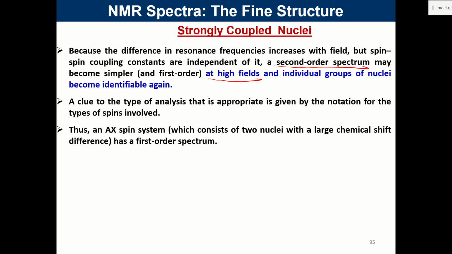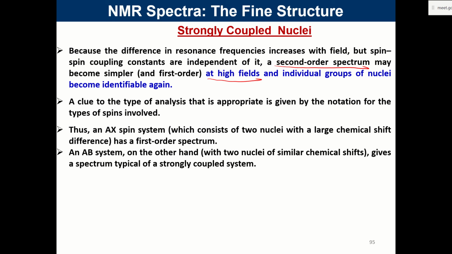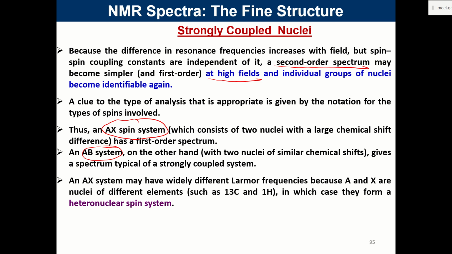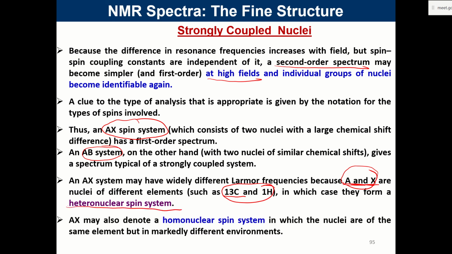So we have just discussed the transformation of an AX spin system into an AB type system, through the previous spectrum. When we are talking about an AX system, it can be a 13C interacting with 1H, and that is a heteronuclear spin system. An AX system can also be for two protons, say in different environments. That kind of system is a homonuclear spin system.